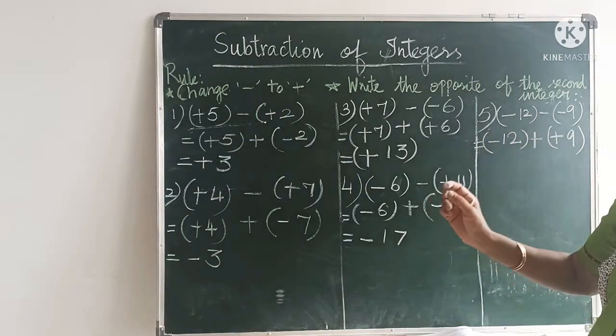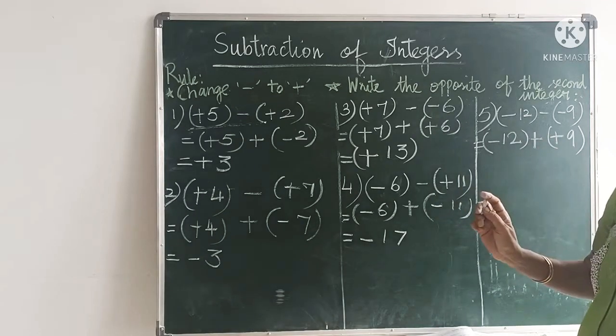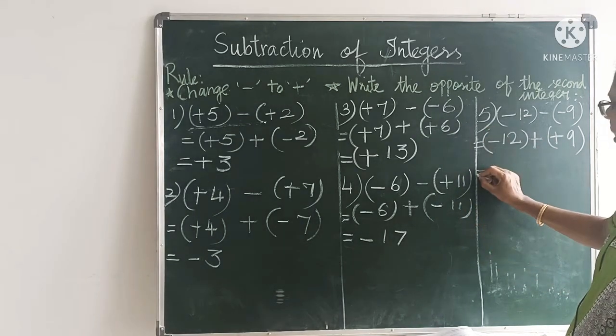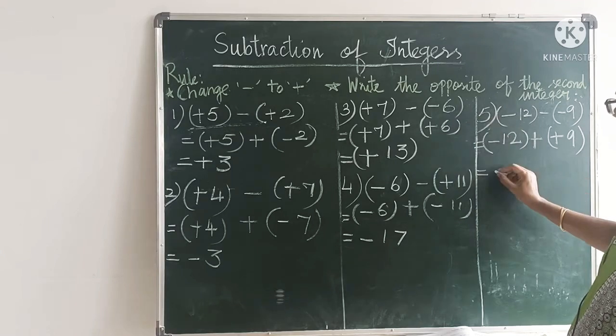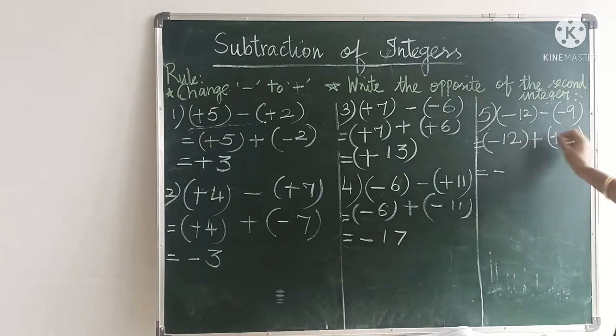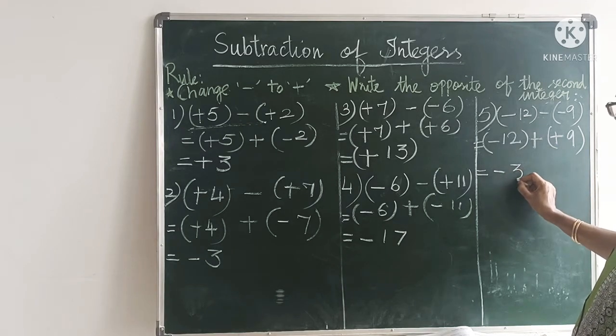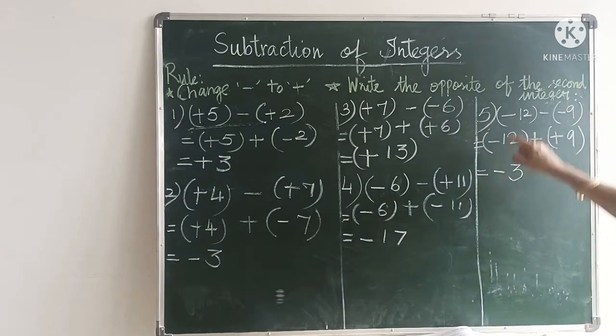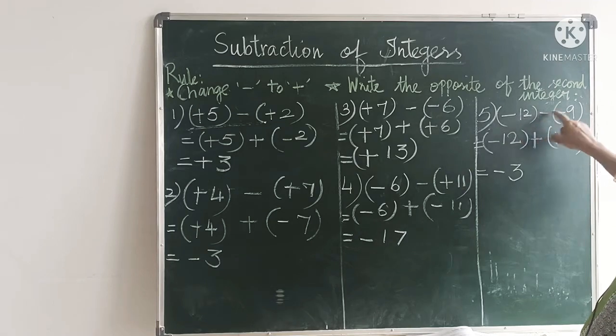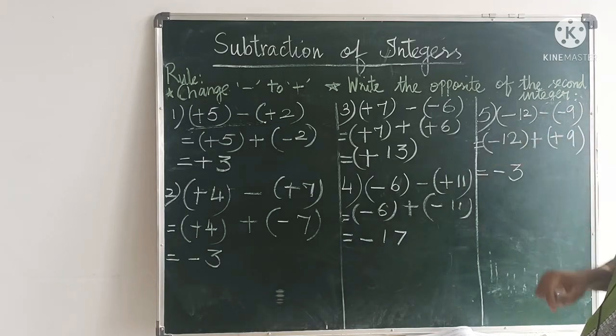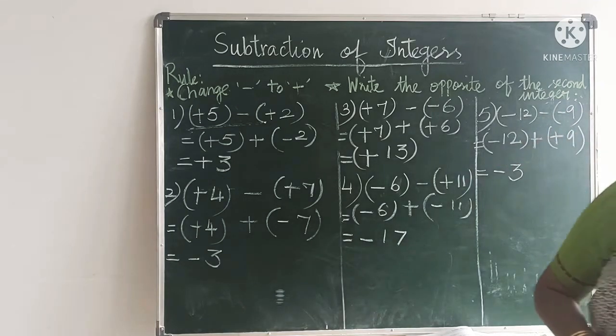How will you add these two integers with different signs? Put the sign of the bigger integer, that is minus. Then find out the difference between 12 and 9. The difference between 12 and 9 is 3. So minus 12 minus minus 9 is equal to minus 3.